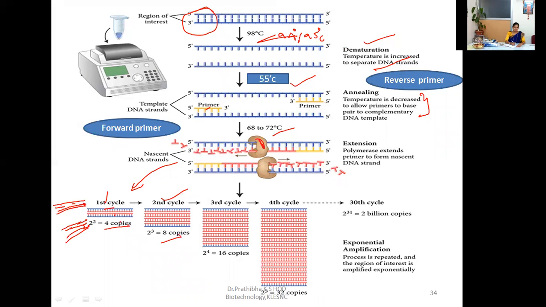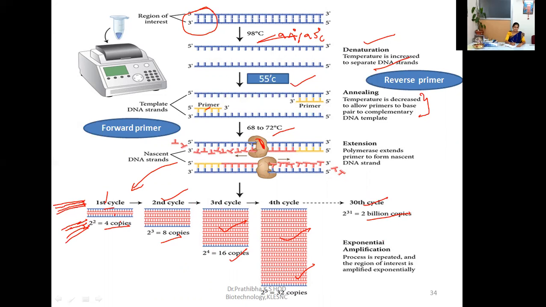Every time, each newly synthesized DNA strand further goes through the repetition of the same cycle. Then you are going to get the amplification of the DNA molecule. Third cycle, we got 16 copies. Fourth cycle, we got 32 copies. Then at the 30th cycle, you are going to get 2 billion copies.